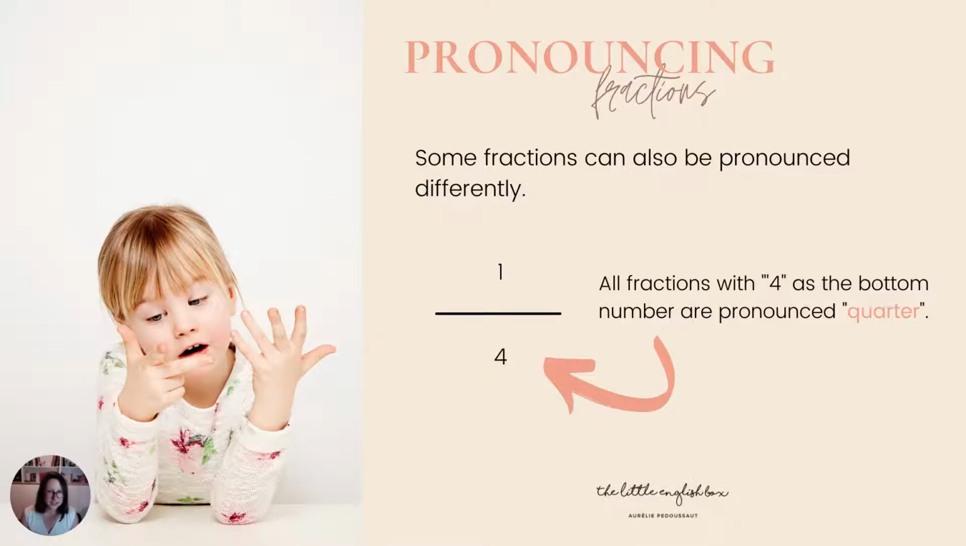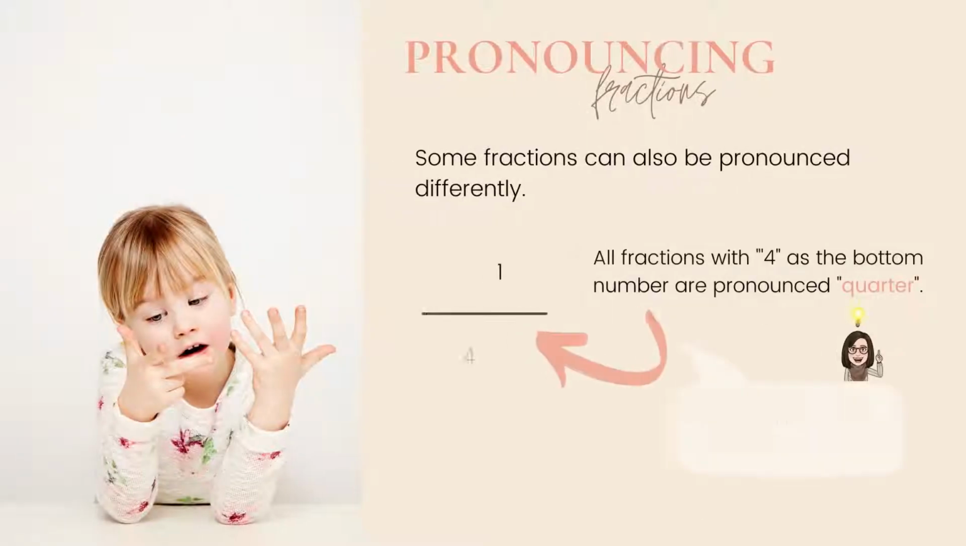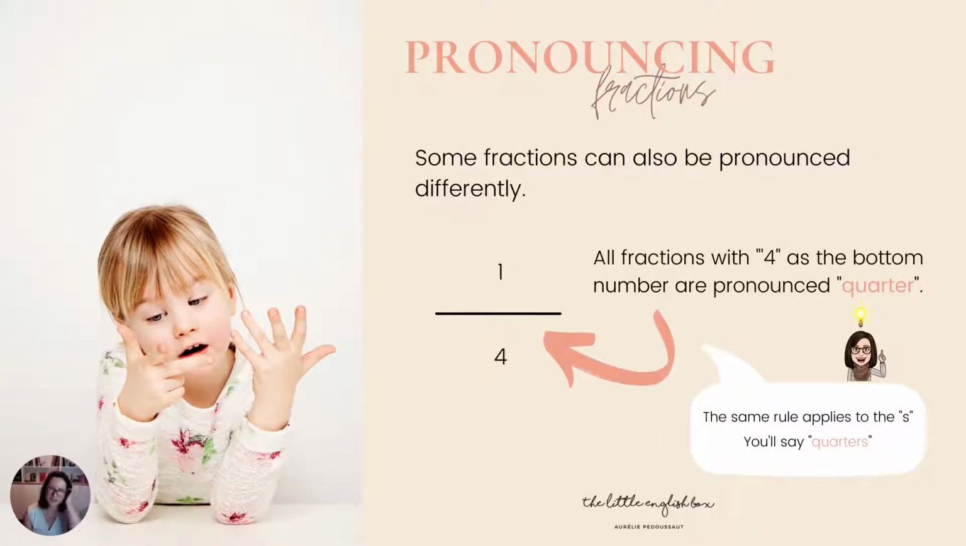Now let's have a look at another type of fraction. Some fractions are pronounced a little bit differently, and you have kind of a vocabulary just for the fraction. And we kind of have the same in French. This one will simply be pronounced quarter. So you can say one fourth or a quarter. And it's not far from the French quart, which is easier to remember.